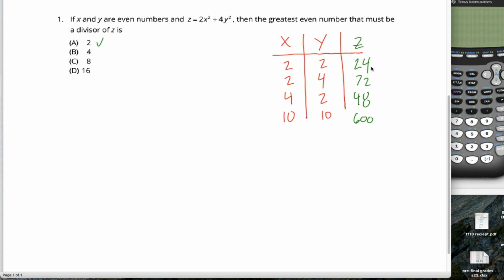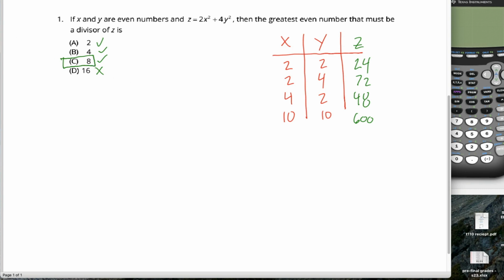Are they all divisible by 4? I don't know, maybe you need to pull out a calculator or something, and you'll figure out that, yeah, in fact, they all are divisible by 4. Same thing with 8. Sure enough, all these numbers are divisible by 8. Then you get to 16, and maybe you'll realize that they're not all divisible by 16. 24, for example, is not divisible by 16. So it appears that 8 is the largest even number by which all of these z's are divisible.